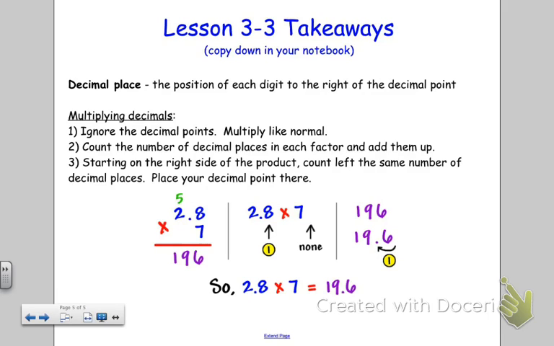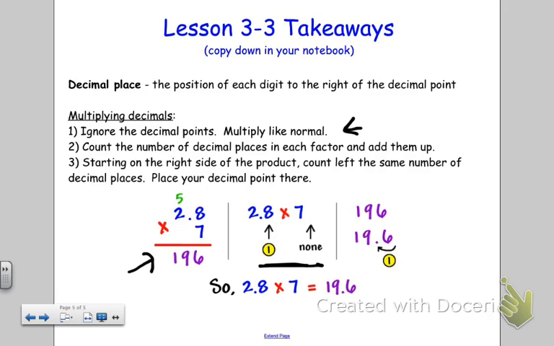Okay, so here are the takeaways. First, a decimal place. That's the position of each digit to the right of the decimal point. And to multiply decimals, here are the steps. First, ignore the decimal point. You want to multiply just like you normally would. Then you have to count up the number of decimal places in each of the factors and add them up. And then starting on the right side of the product, count left the same number of decimal places and place your decimal point there. So that's what we have here.